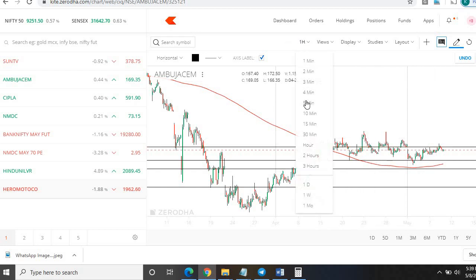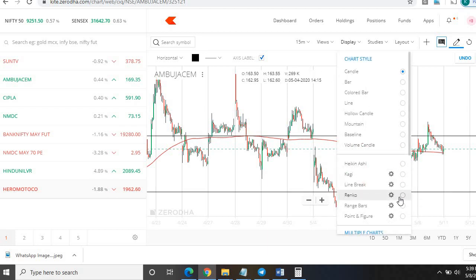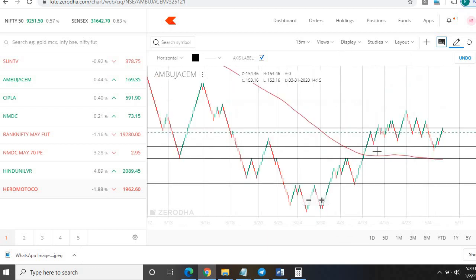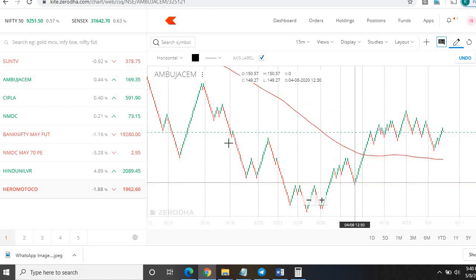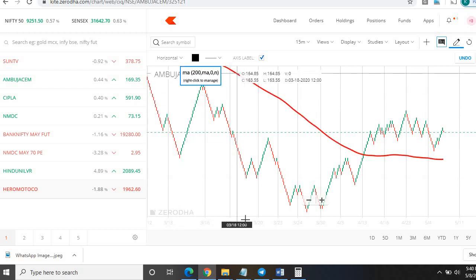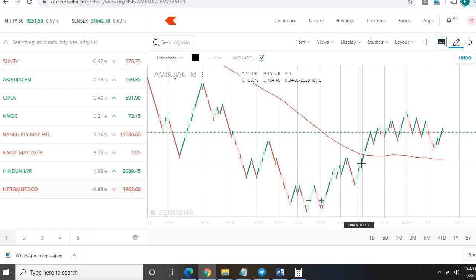So for intraday trading, you just select the 15-minute and convert this into a Renko chart. I just remove all the lines from here for the time being. So you can clearly see the price is below the 200 moving average, right? Here the price is coming above the 200 moving average, and the 1 hour normal candlestick we saw previously is also coming into a buy candle.